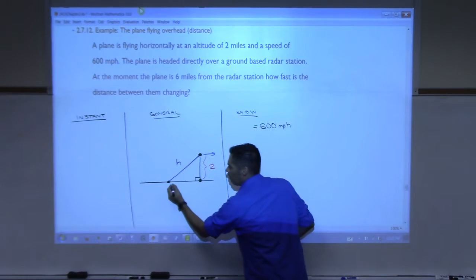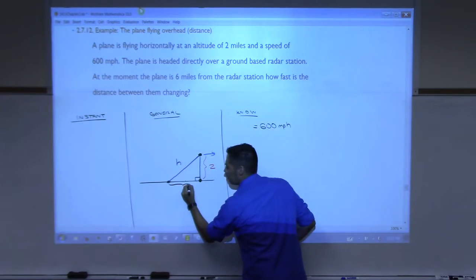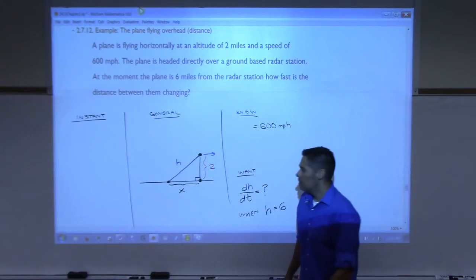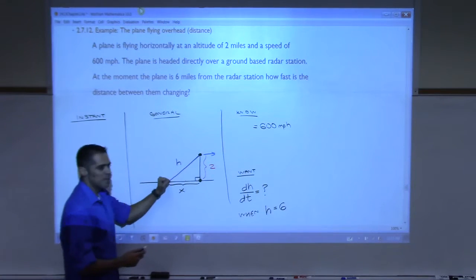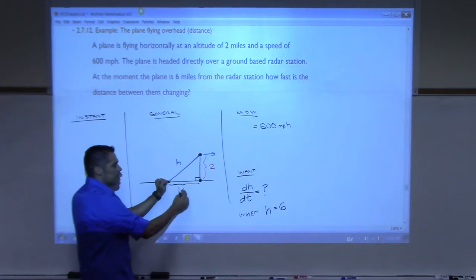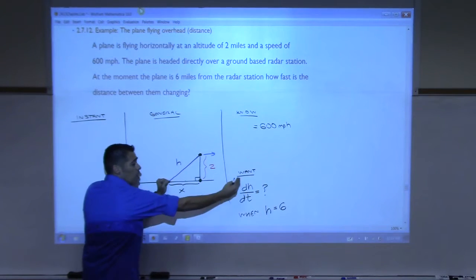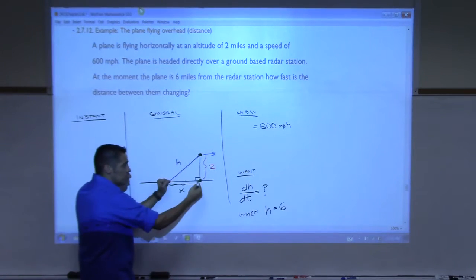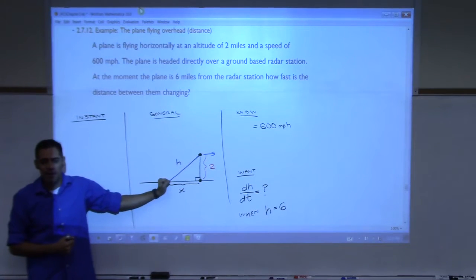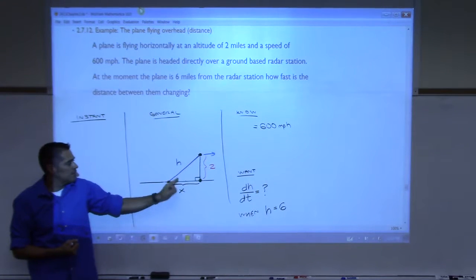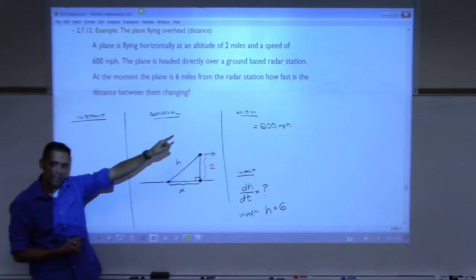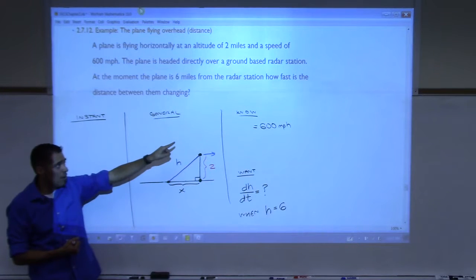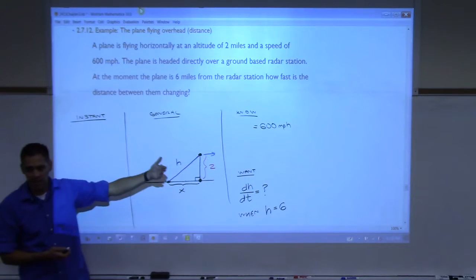And if I called the length from here to here x, then you can look at this point right here as being an anchor point. And what's happening is this distance right here is growing, isn't it? X is growing as time goes by. How fast is x growing? 600 miles per hour. I've actually created the variable that will represent that change. So I can call that up there dx dt.